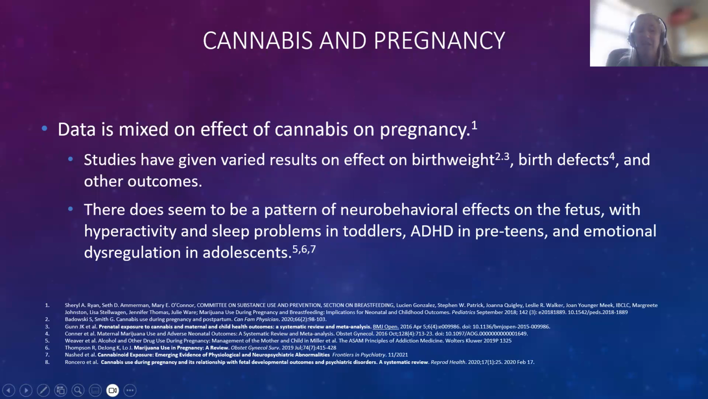The data is mixed on the actual outcome. As far as birth weight, birth defects, other outcomes may be due to cannabis, may be due to alcohol or tobacco, may be due to the combination. We're not really sure. It does seem likely that there's going to be a pattern of neurobehavioral effects, hyperactivity and sleep problems in toddlers, ADHD in preteens, emotional dysregulation in adolescents.